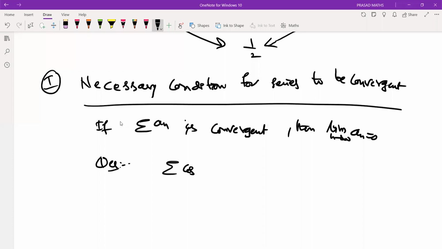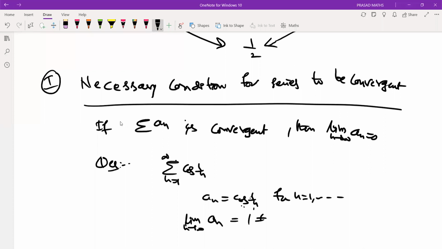Suppose I give the series cos 1 by n, n equals 1 to infinity. Is it convergent or not? అంటే, మీరు ఏదైనా సిరీస్ చేయగానే మీరు ఫస్ట్ చేయాల్సిన పని ఏంటంటే అప్లయింగ్ నెసెసరీ కండిషన్. So what is my an? My an is cos 1 by n, n equals 1, 2, 3, 4 going on. Therefore the limit of an is the limit of cos 1 by n. 1 by n tends to 0, cos of 1 by n tends to cos 0, that is nothing but 1. 1 is non-zero. Therefore this is a divergent series, in fact not convergent.